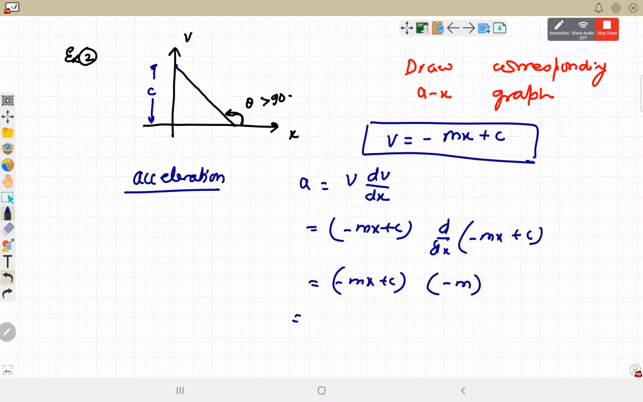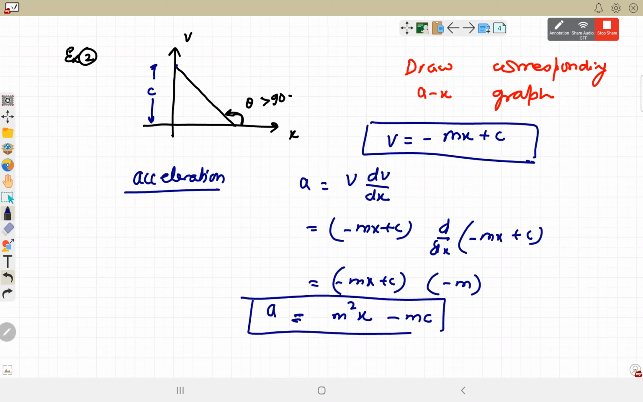C is constant, 0. अभी इधर माइनस एम एंड माइनस एम मल्टीप्लाई ओके हो गया प्लस एम स्क्वायर माइनस एम एंड सी इट बिकम माइनस एम सी. A is equal to m square x minus mc.